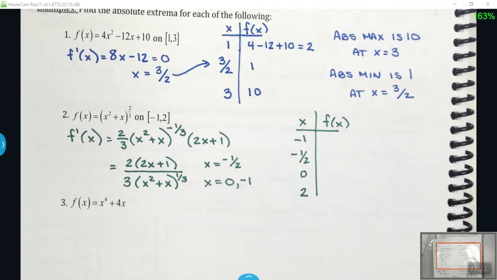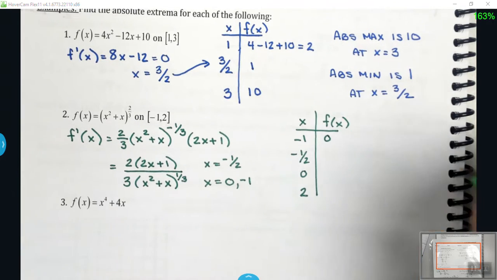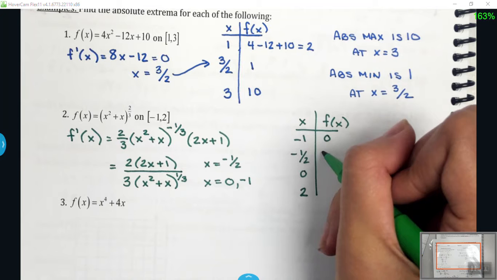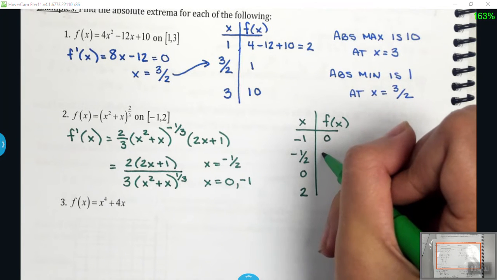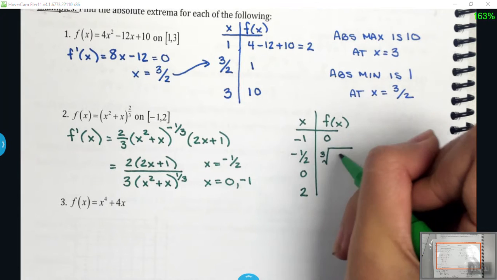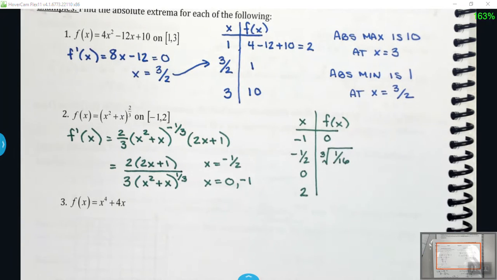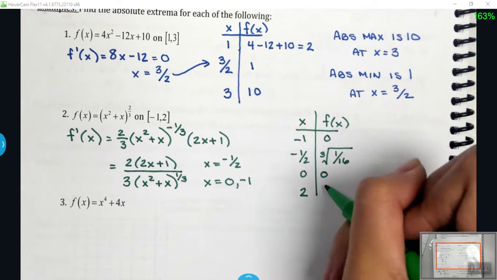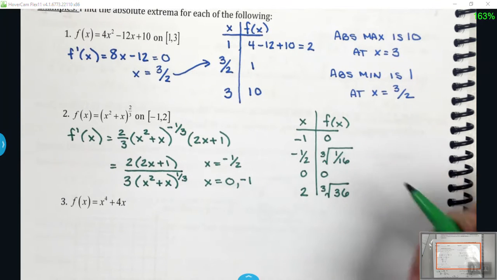-1 in, and we get 0 in the original. We plug -1/2 in, and we get, I'm just going to tell you, cube root of 1/16. We plug 0 in and we get 0. And we plug 2 in and we get cube root of 36. Okay.